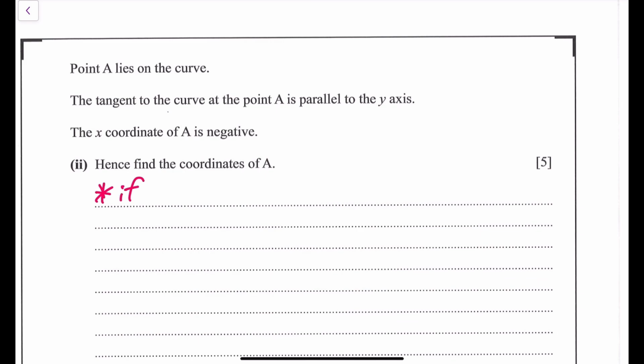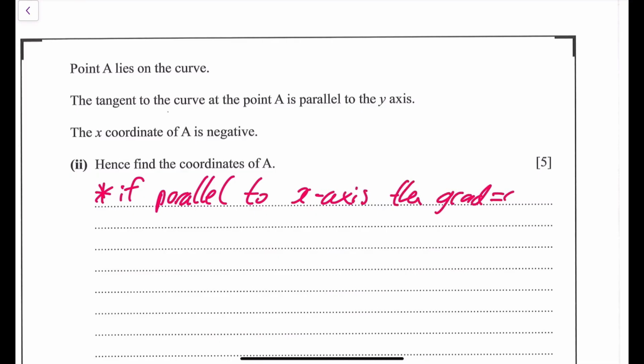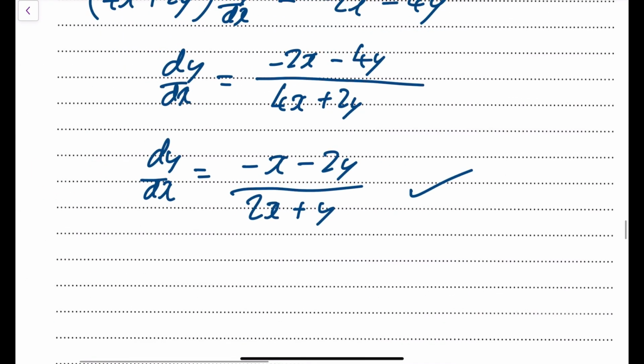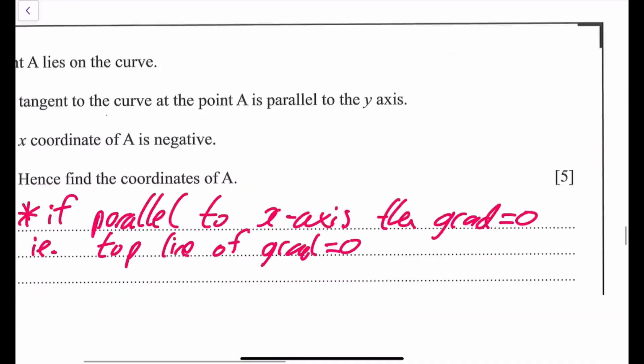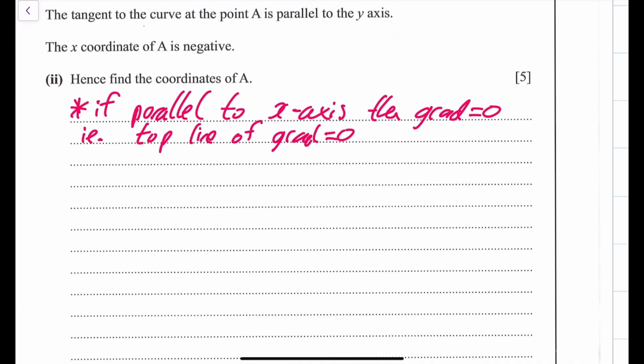Not really too sure. What if it's parallel to the y-axis? I've had a blank. So let's think about what it means if you're parallel to the x-axis. If parallel to the x-axis, then the gradient equals 0, i.e. the top line of the gradient equals 0. So what I mean by that is this bit here, if it's parallel to the x-axis, this bit here would be 0. Okay?